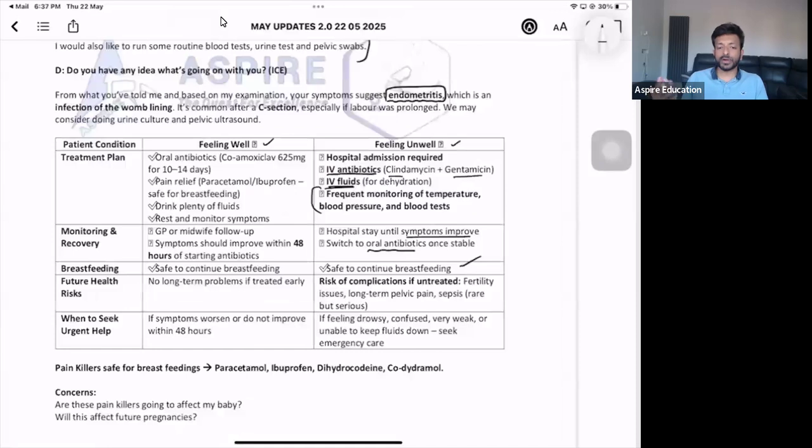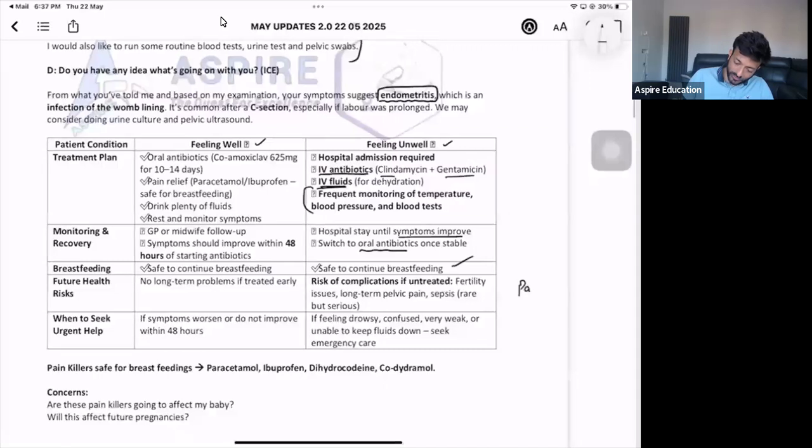And don't forget to give the warning signs and follow-ups. Again, one more thing, this patient is in pain as well. So which painkiller are you going to give?